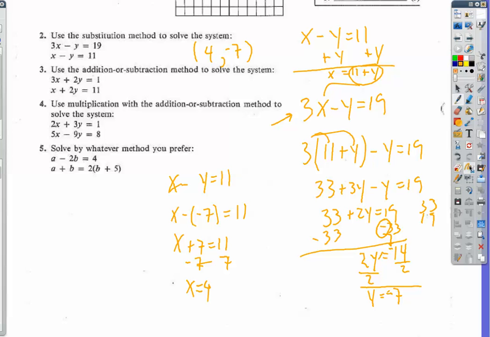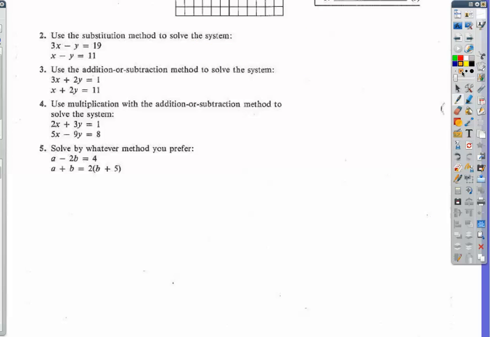The addition-subtraction method to solve the system. So what I would do here is rewrite the problem. 3x plus 2y is equal to 1. And we have x plus 2y is equal to 11.